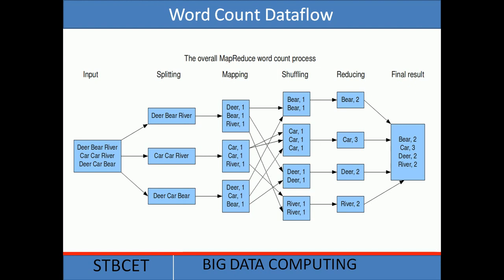In shuffling, we club all the similar occurrences, and the result of the shuffling phase will be transferred to the reduce phase. In the reduce phase, we get beer comes 2 times, car comes 3 times, deer comes 2 times, and river comes 2 times. And whatever result we get is aggregated into the final output.